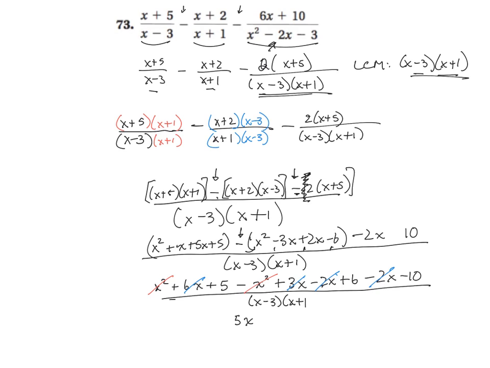And now let's look at just the plain numbers. So I've got 5 plus 6 is 11, and 11 minus 10 is 1. So 5x plus 1 over that lowest common denominator. Now, when I get to this point, I should look to see if I can factor that. It looks like you can't factor anything out, so right here is where I'm done. All right, hopefully that helps.